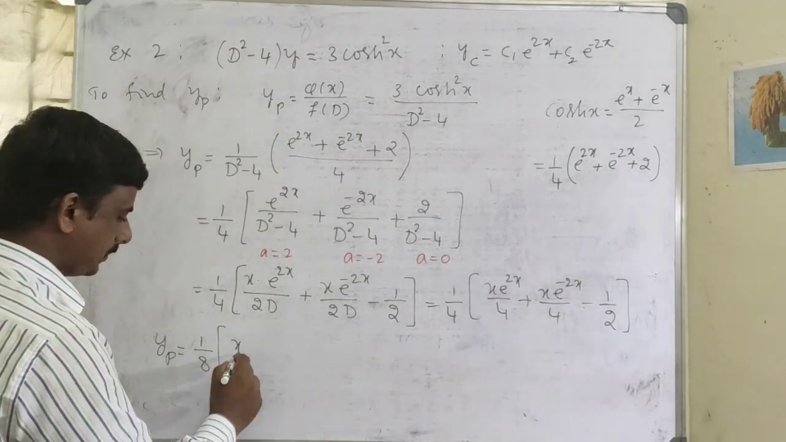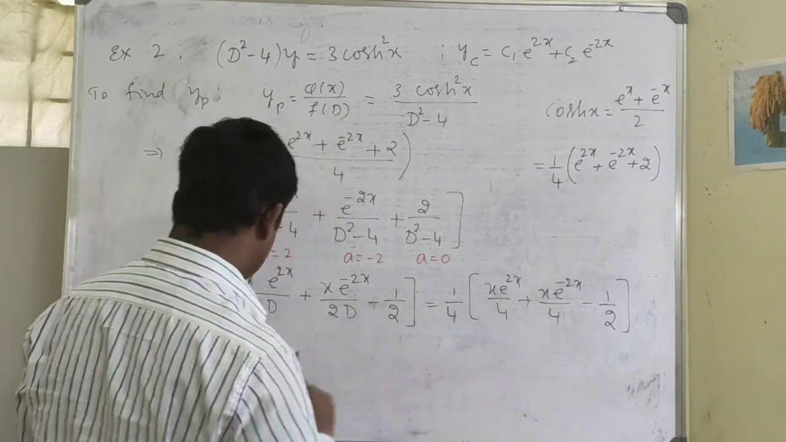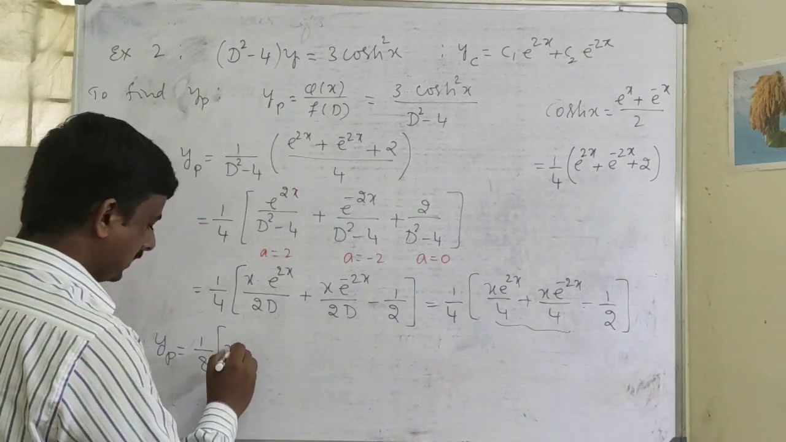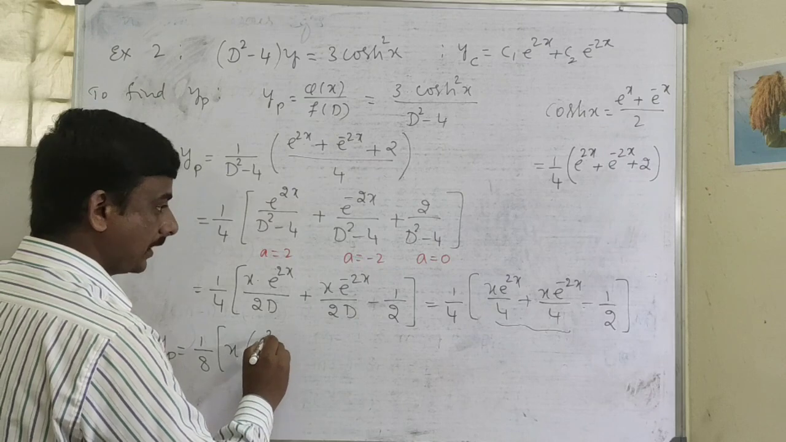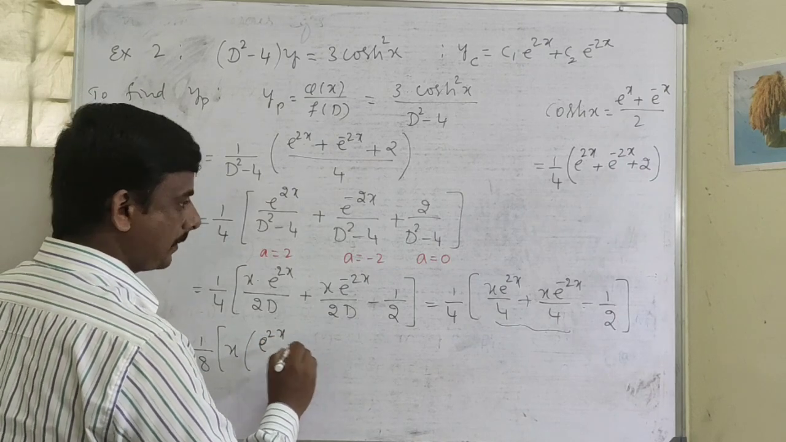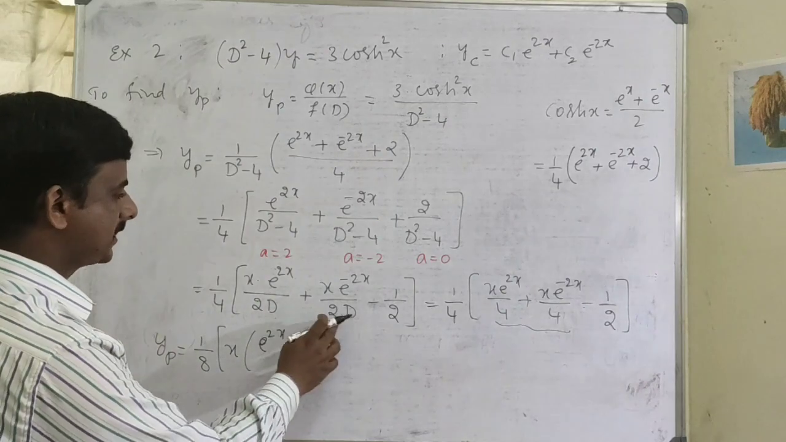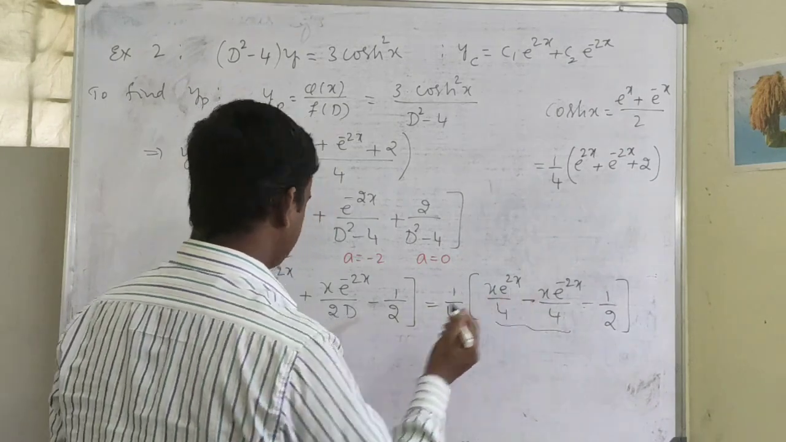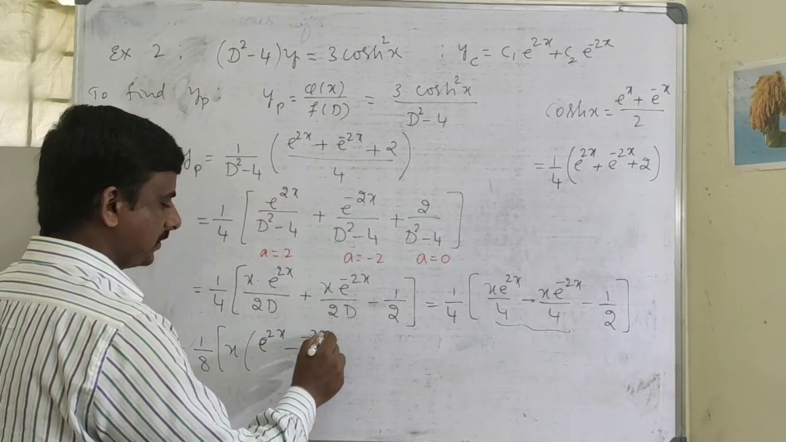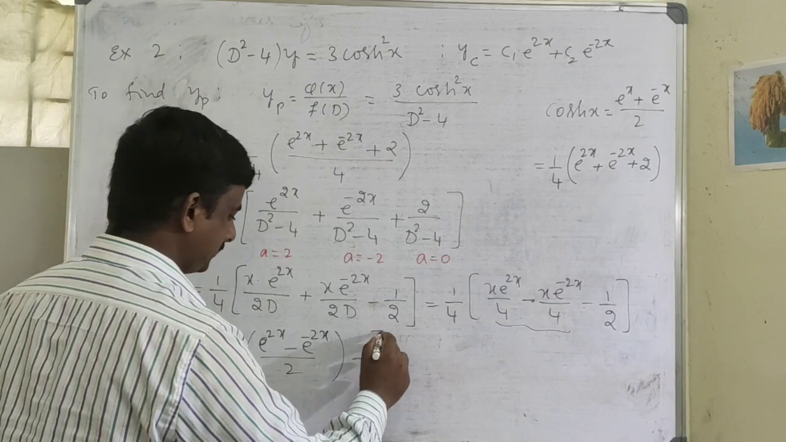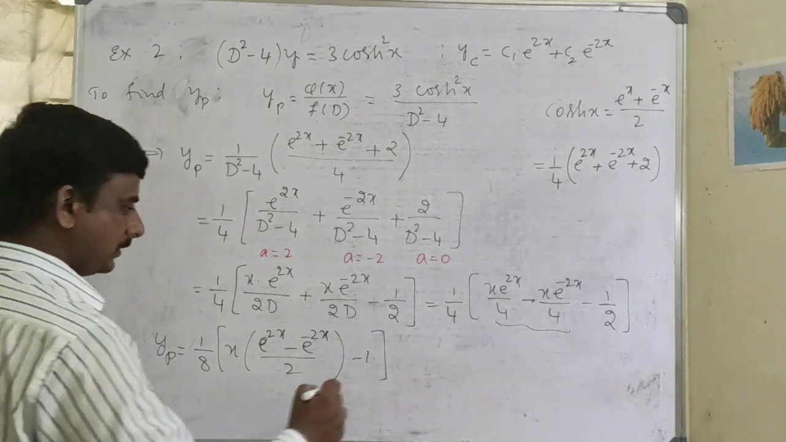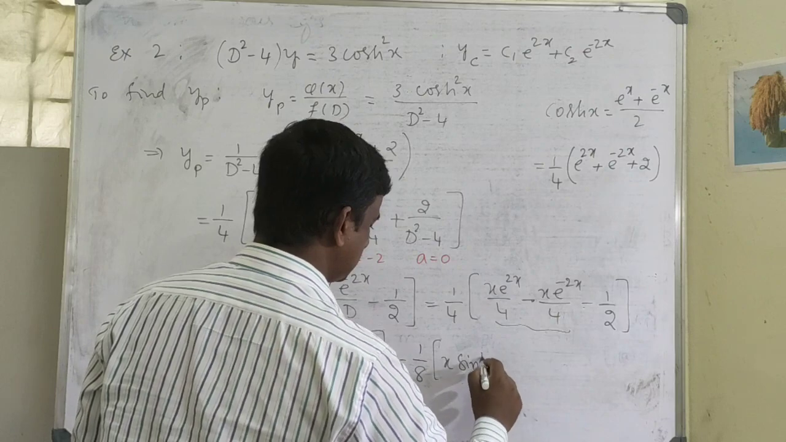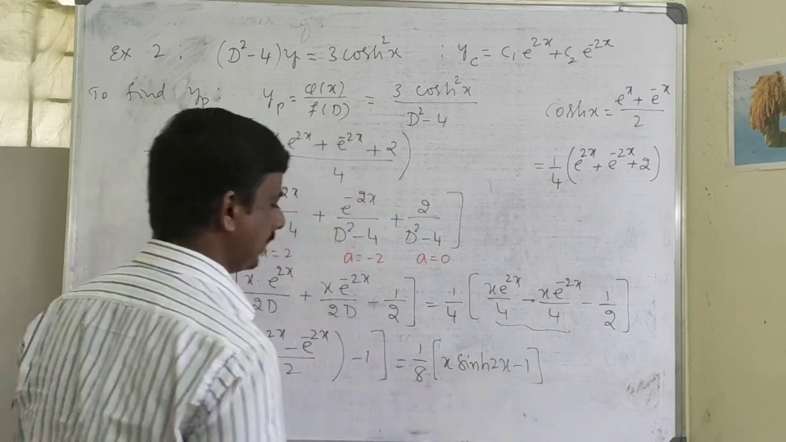So I will take x by 2 outside in this. In the first two terms, take x outside. It will be e power 2x plus e power, so it is minus 4 because I had to replace D by minus 2 here, so it will be minus 4. So e power 2x minus e power minus 2x divided by 2 minus 4. So this is 1 by 8 into x sinh 2x minus 1, that is yp.